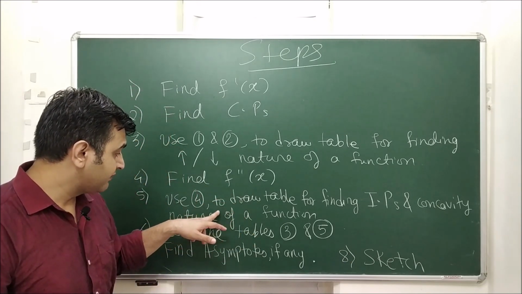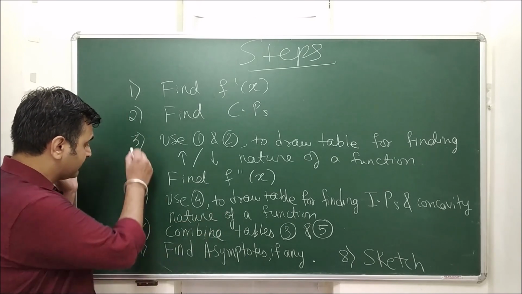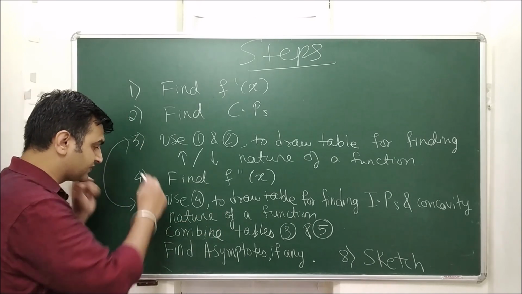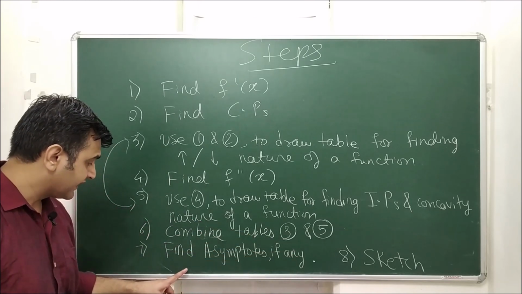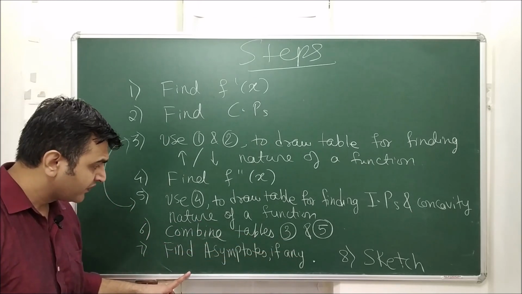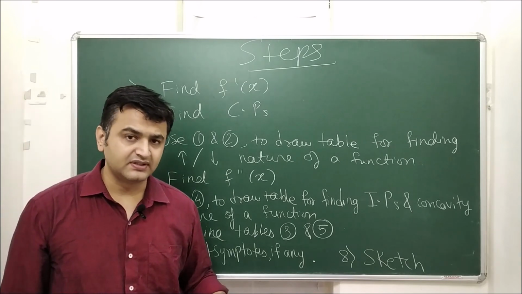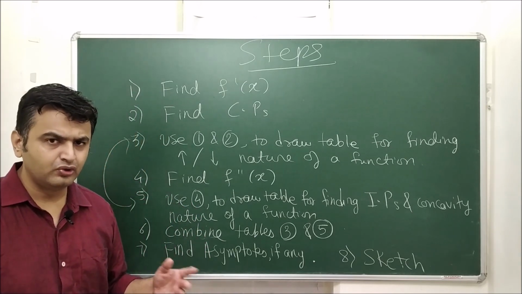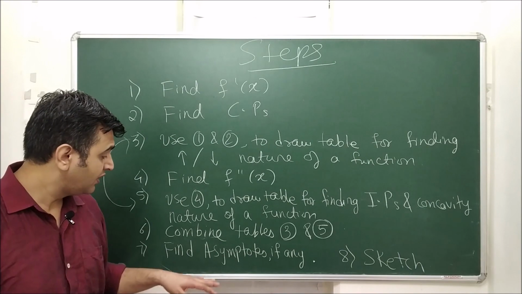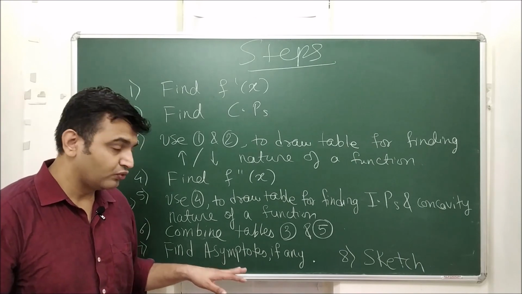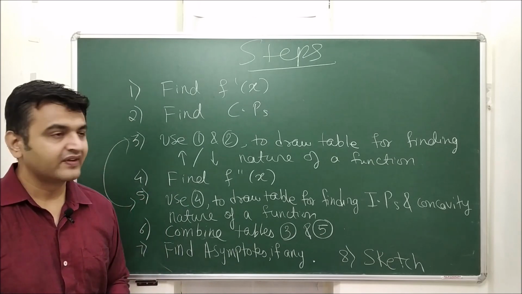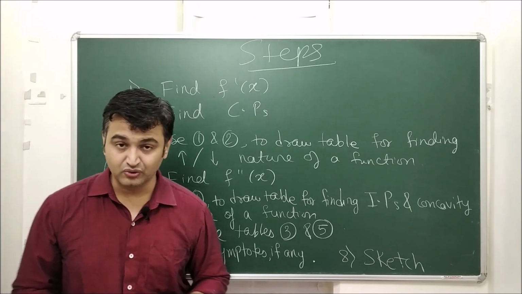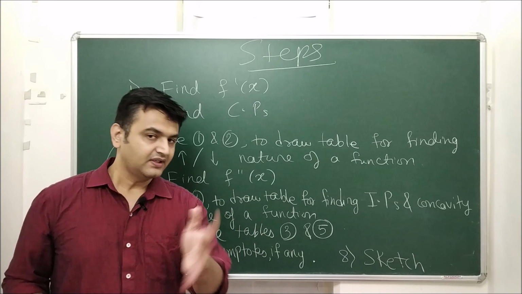Then you draw the table for this. Then you combine these 2 tables, 3 and 5, and that will help us to sketch the graph. At the end, find the asymptotes if any. Usually for rational functions you will have asymptotes. For polynomials usually you will never find asymptotes. So for rational functions, do find the asymptotes and then finally sketch the graph. So these are the steps that one has to follow. Now let's go for the example.